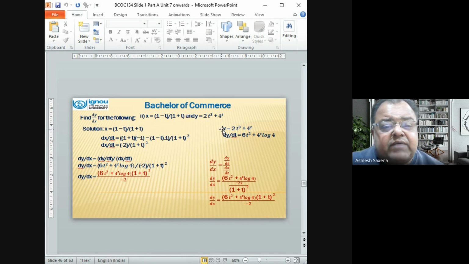And on the other side, we have y is equal to 2t cube plus 4 power t. Now you see 4 power t is there. Don't get confused. We have a formula of a raised to the power t. So dy by dt will be 6t square plus 4 power t log 4. Now you have to calculate what? dy by dx. So dy by dx will be equal to dy by dt divided by dx by dt. Write up all the values over here, and after solving it, you will get the derivative.